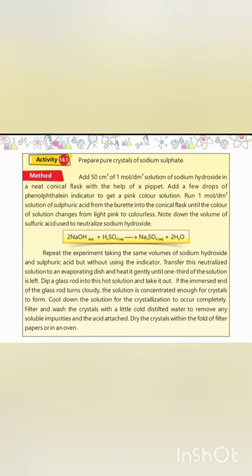Activity 18.1, prepare pure crystals of sodium sulfate. Basically, it's a practical where we make the crystals of sodium sulfate in the laboratory. So step 1 is finding the exact neutralization volume.